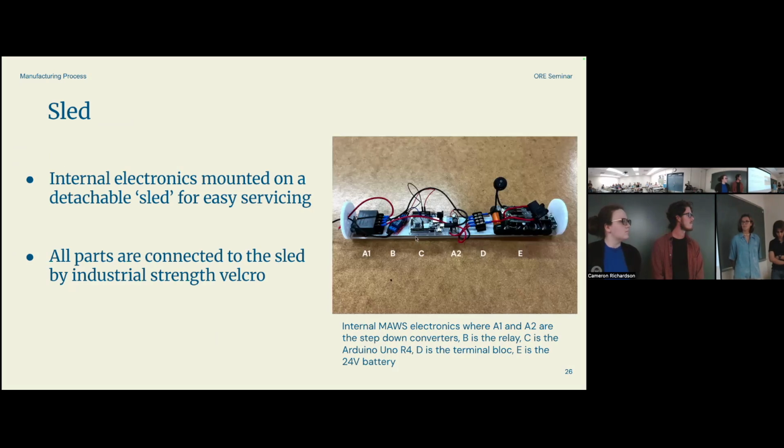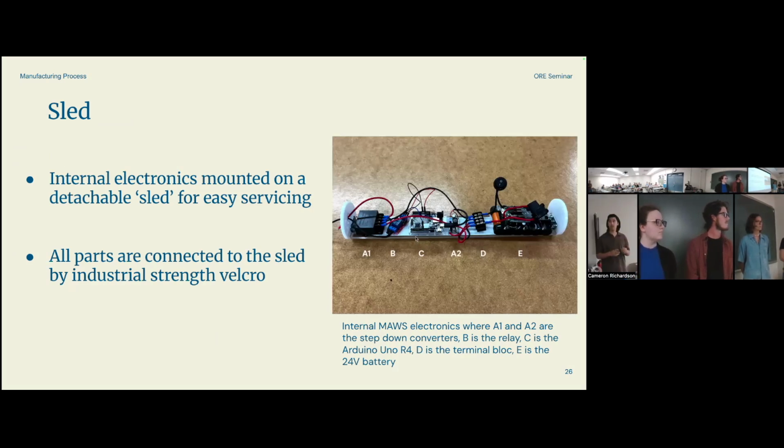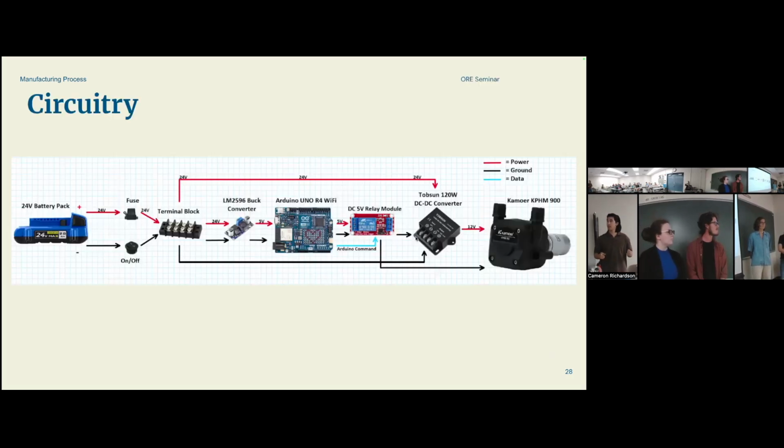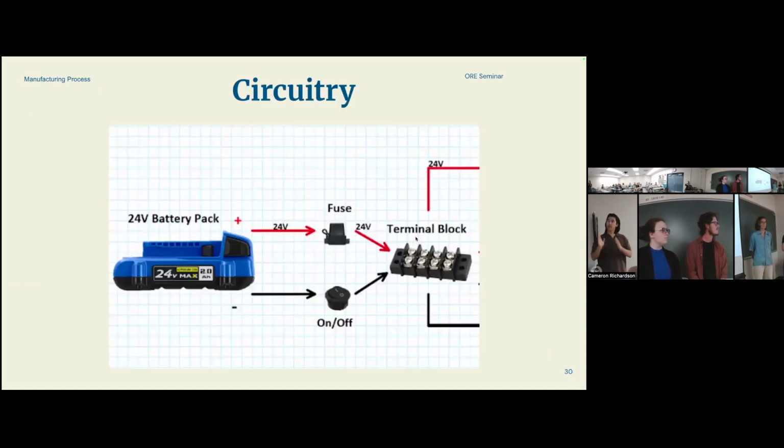So going back to what Olivia was talking about with our sled, all the internal electronics are mounted on that sled through Velcro. Each of our individual components are shown here. I'm going to go into those a little further in a more clear picture, but this is what the inside of our sled area looks like. So going to our circuitry, this is the main circuit here where our red lines are our power, our black lines are our ground, and the blue line is our data, or the command from the Arduino that runs to our motor. So we're going to go bit by bit.